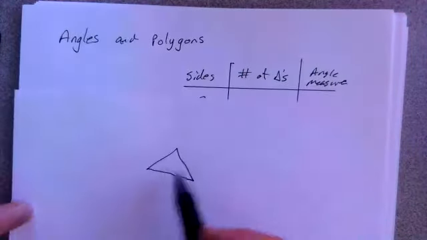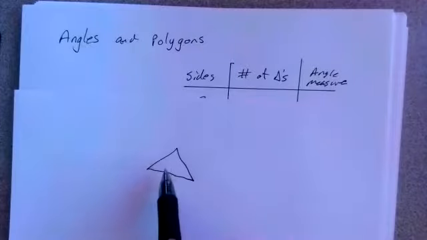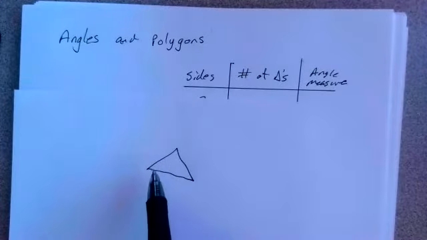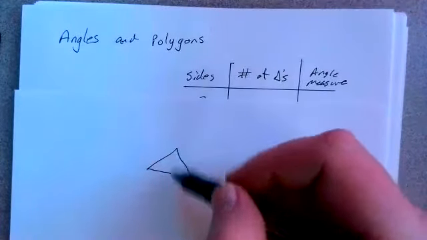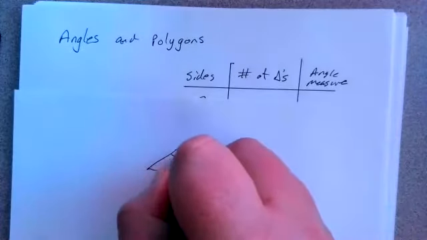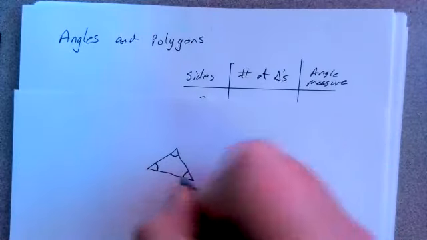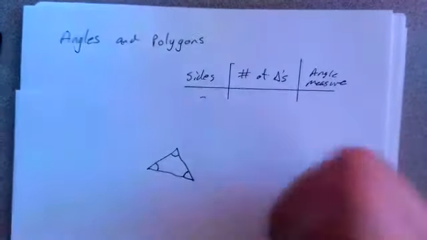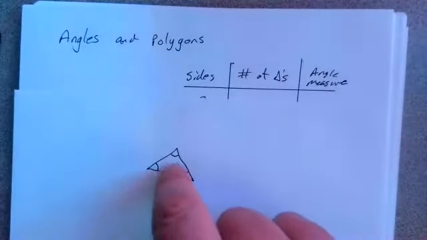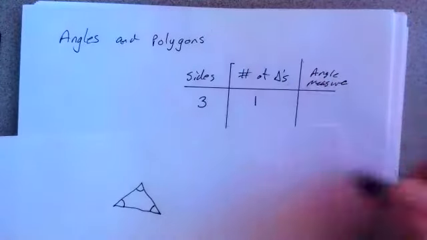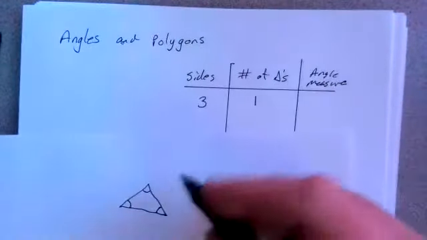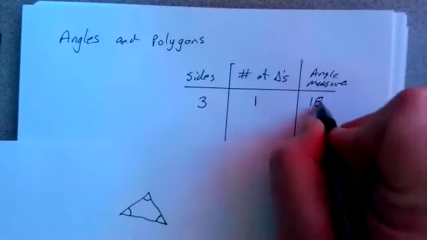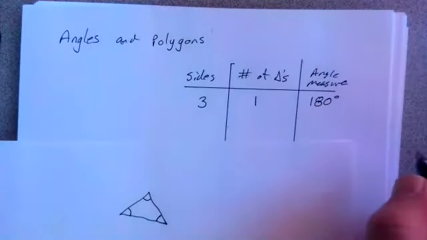So here we have a triangle, so the number of sides is 3. And when we look at this, we know that the sum of the interior angles of a triangle all add up to 180 degrees, right? How many triangles did we create with one triangle? Well, we created one triangle. And then our angle measure here is a total of 180 degrees.